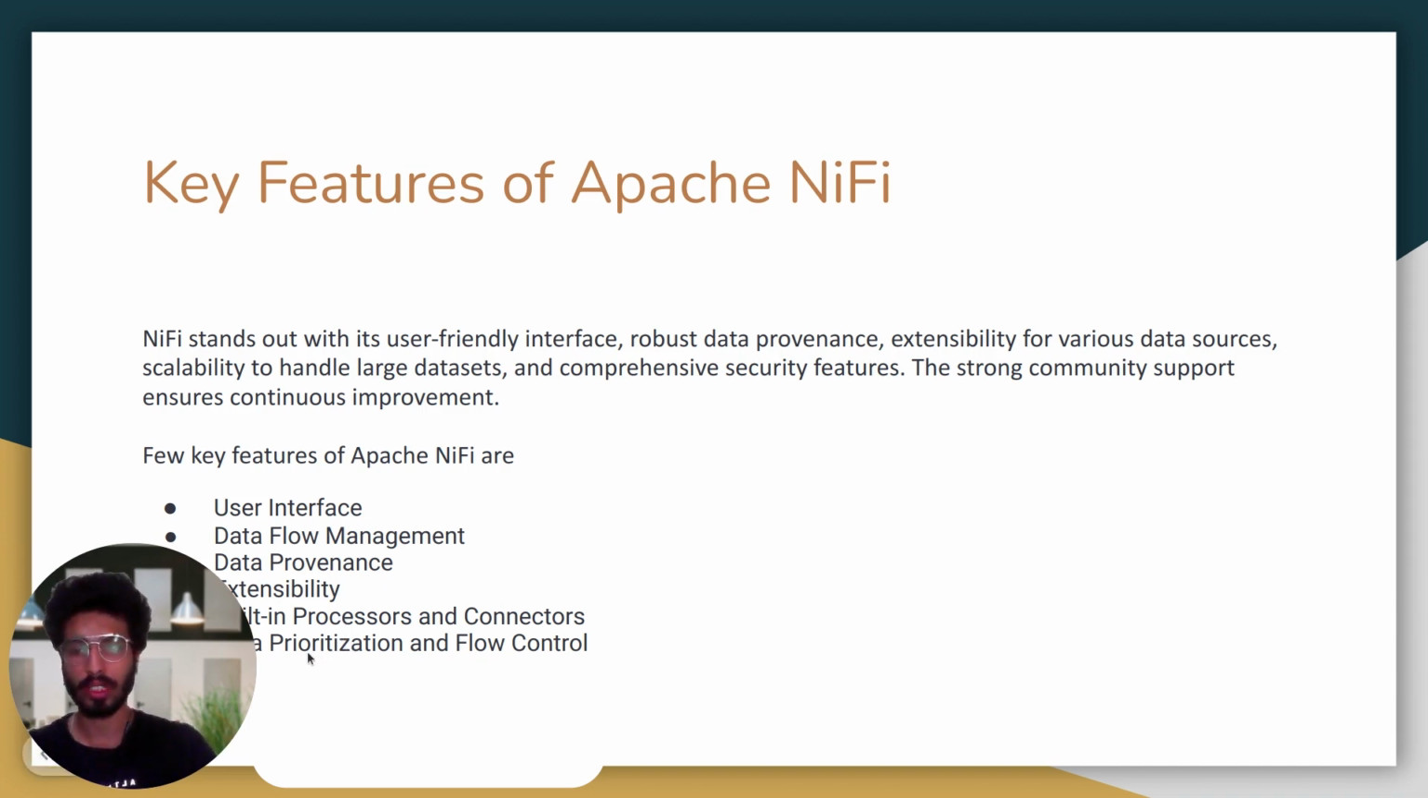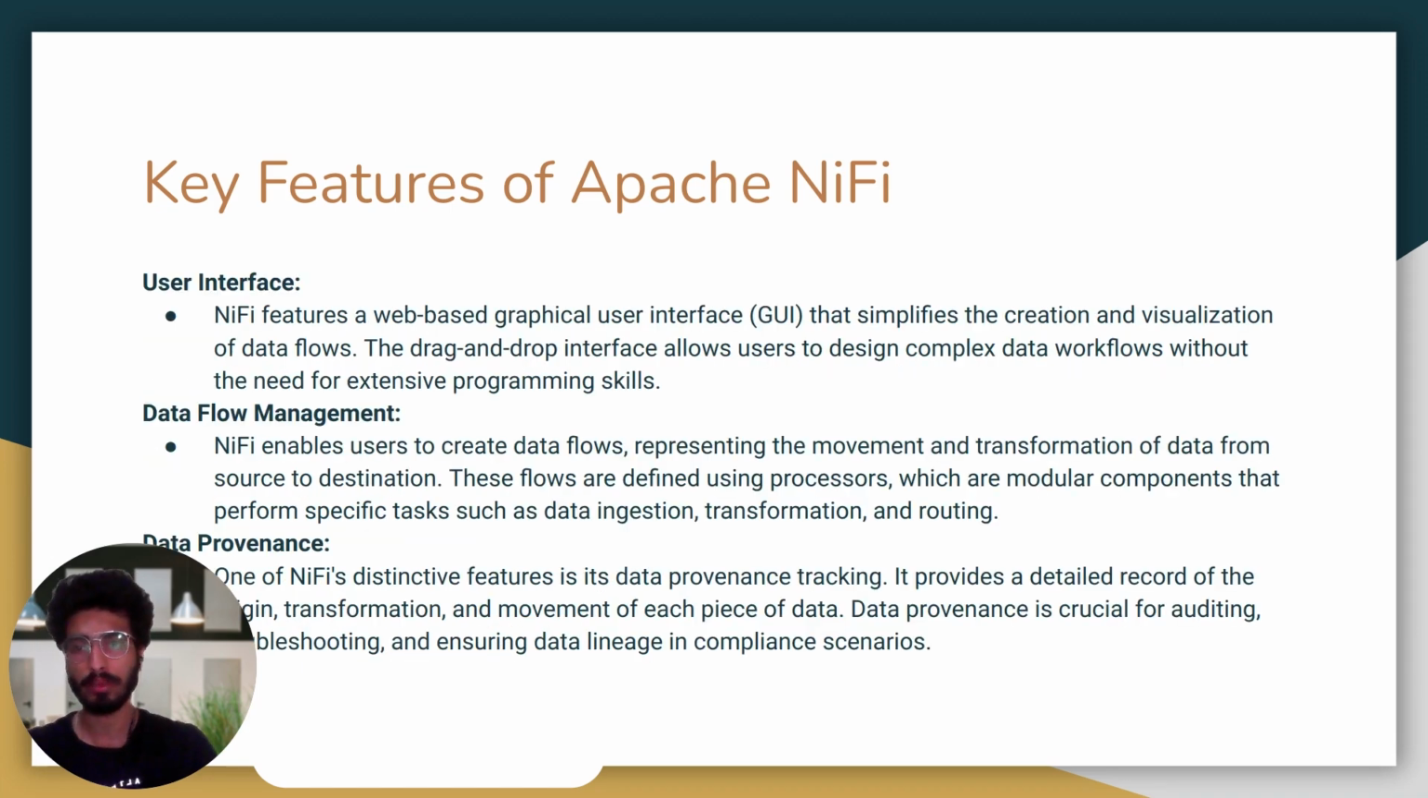Okay. So we can use this to create our own custom processor and deploy it on our Apache NiFi. Okay. And next is prioritization and flow control. So basically we can have complete authority or control over our data flow. We can stop, start, disable, or do any operation on the Apache NiFi UI basically. So in detail, we'll go through each of them.